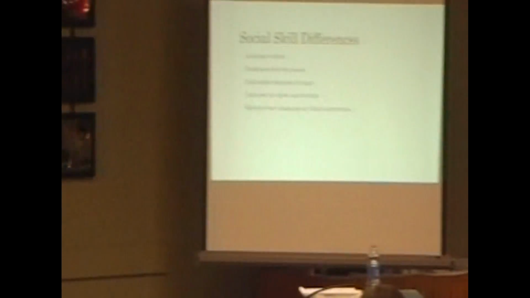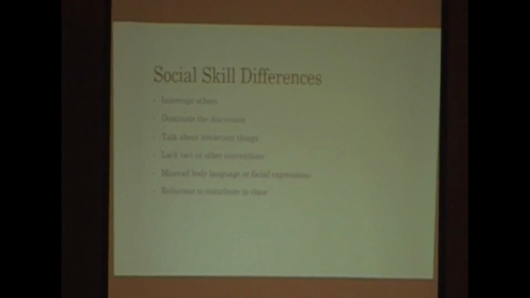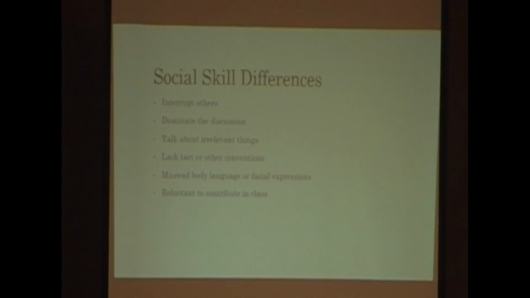They misread body language or facial expressions, so they can't tell when you're bored with what they're talking about or you're getting angry. They just keep going. They're reluctant to contribute in class, so they might be very withdrawn because they've been shot down so many times. They're missing the fact that you told them to put their hand up because it wasn't time to talk, or you told them to stop talking while you're talking, and what they heard was, I don't have anything good to say. Because they don't separate what they have to say from was this the appropriate time to say it. So when you say not now, you're not just saying not now to when they're speaking, they think you're saying not now to everything that they have to offer.